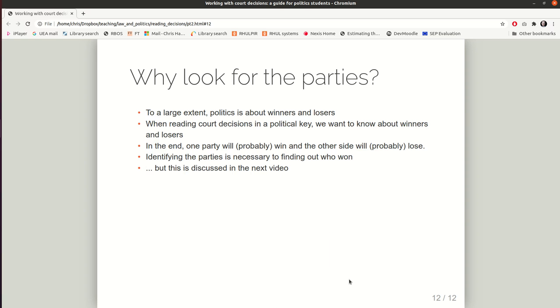I've spent a bit of time going through how to identify the parties involved in a legal decision and describing their different roles. And I've done that because ultimately you're going to be reading these court decisions in a political key, and when we're reading court decisions in a political key, we often want to know about winners and losers. And often one party is going to win and the other party is going to lose. So before we can find out who won, we need to know how they were involved in the case. But some of those things about identifying exactly who won will be discussed in the next video.